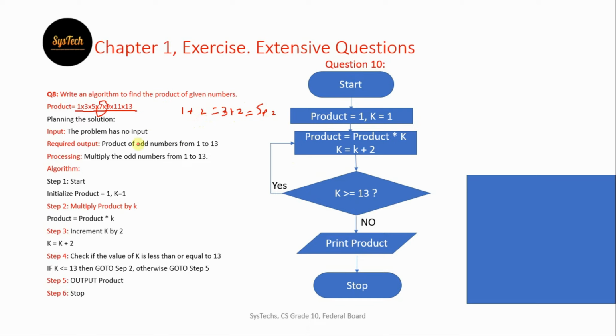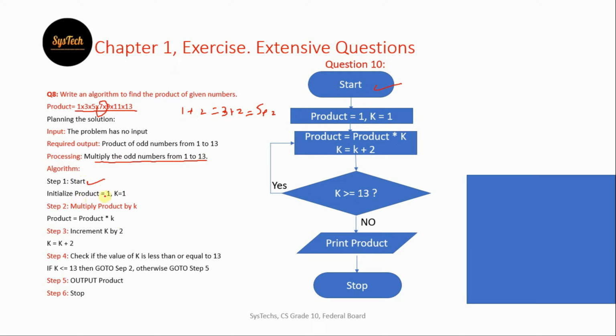So what is the input? There is no input. Because everything is given already, product of odd numbers from 1 to 13. 1, 3, 5, 7, 9, 11, 13, 15, and so on. These are called odd numbers. Multiply the odd numbers from 1 to 13. This is the result. This is the processing. What is the algorithm? Start.